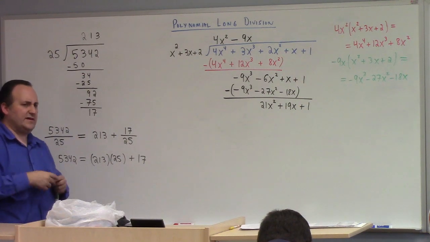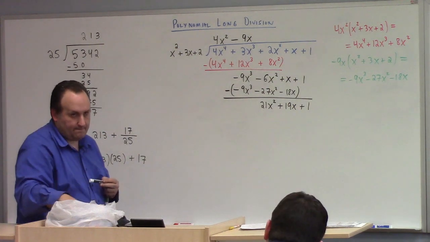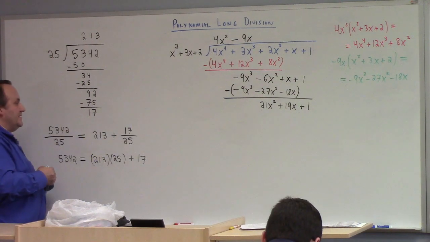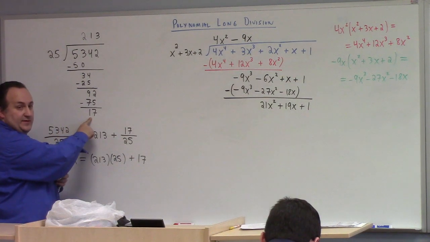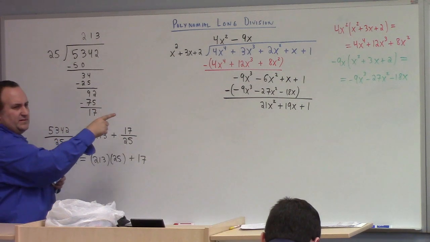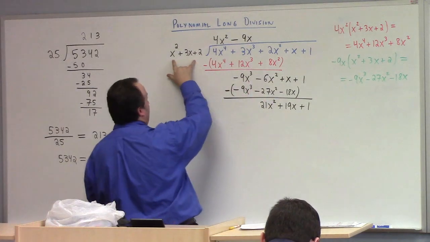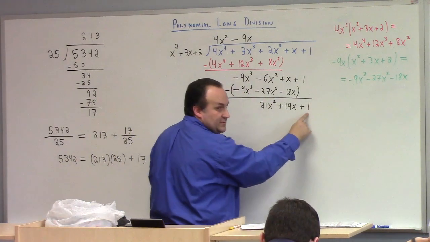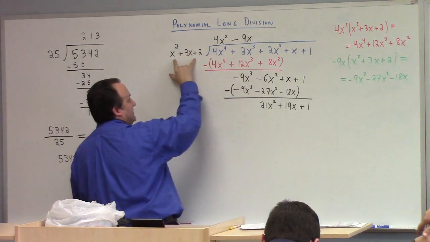Now, how did we know we were done in the other calculation? What made 17 the remainder? It can't be divisible by 25. Right, exactly. Another way to say that would be 17 is smaller than 25, right? When you get to a number which is smaller than 25, you're done. How about over here? What am I looking for? I'm looking for something that is of smaller degree than this. I'm not there yet, because this is order 2 and this is order 2. There's still hope of subtracting some multiple of this off of that.